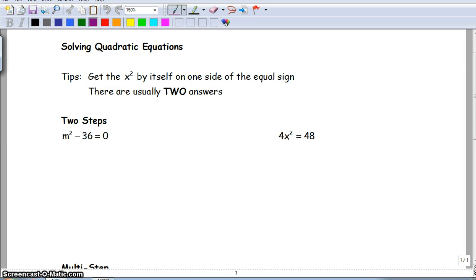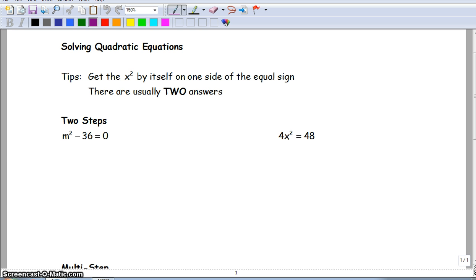This is help with solving quadratic equations. The quadratic equations I'm going to focus on in this video only have an x squared in it, or an m squared. They don't have an m to the first power in it. Two tips you want to keep in mind when solving. Goal is to get the x squared, or the variable squared, by itself on one side of the equal sign. And there's usually two answers when you're solving this. Not always, but usually.